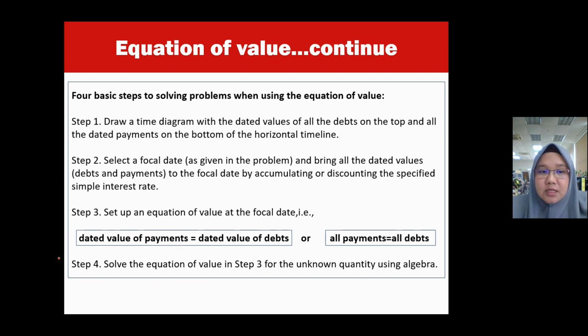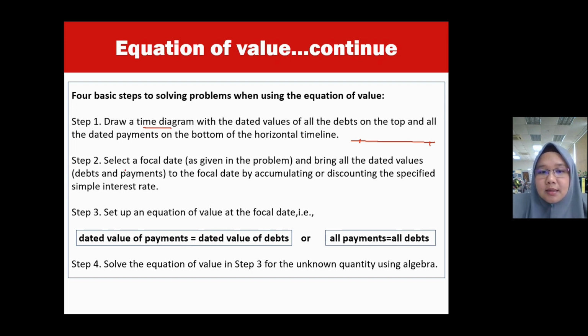The first step is we need to draw a time diagram or a timeline, with dated values of all debts on the top. Let's say we have this line. This is the timeline, or time diagram. We need to put all debts on the top and all the dated payments on the bottom of the horizontal timeline.